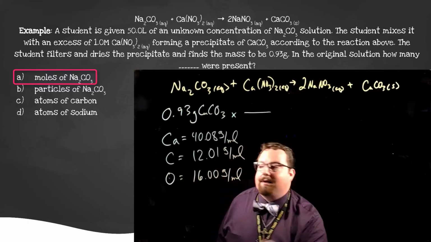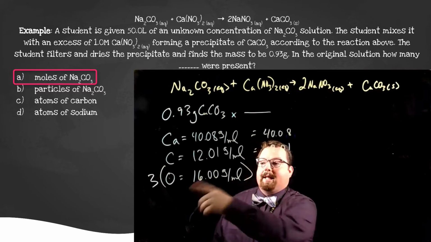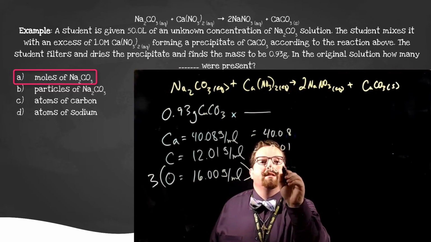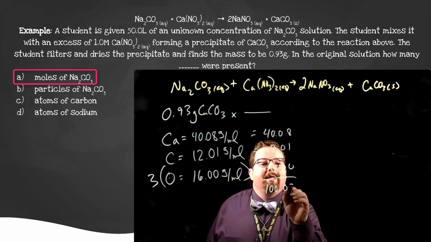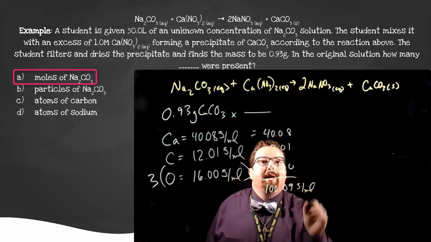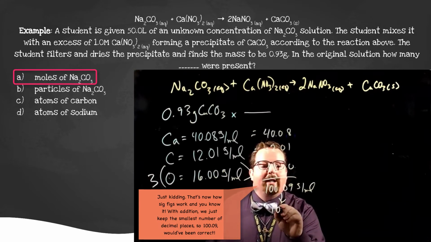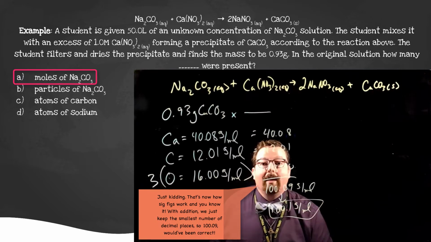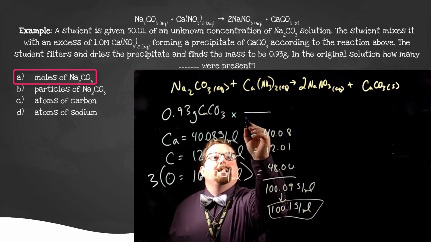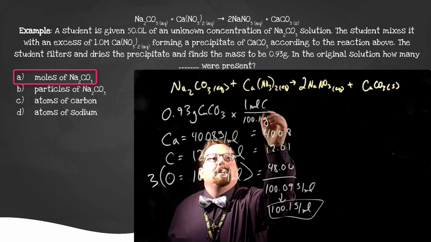But there are 3 oxygens, so we have to multiply this one by 3. So 3 times 16 is 48. Add them all up and you get 100.09 grams per mole. But all of these have 4 sig figs, so it's actually 100.1 grams per mole. That means that there are 100.1 grams in every 1 mole of CaCO3.